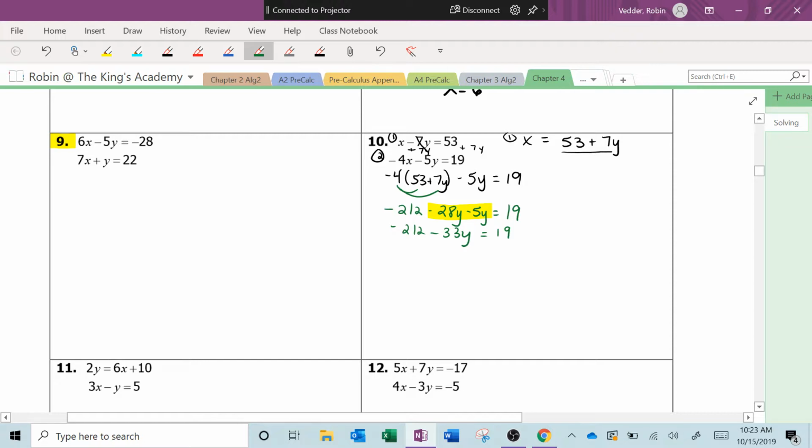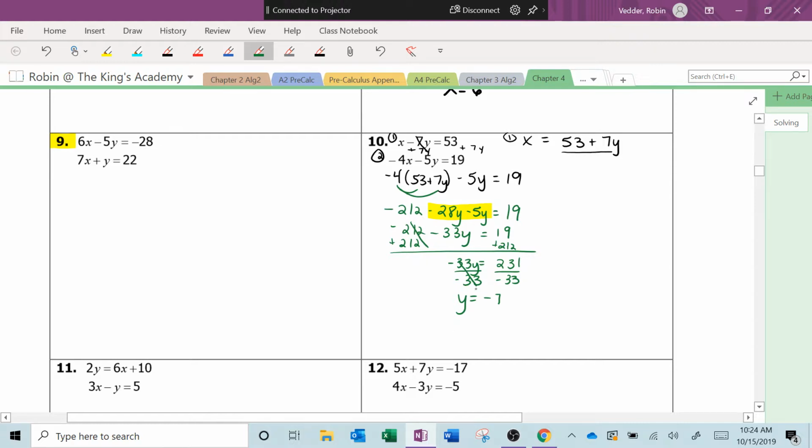How do we get our y by itself? Close. No, add the 212. Right, good. Add the 212. Move it over. It's 231 equals negative 33y. Divide both sides by negative 33. Let's see. Times 7, is that negative 7? Yes. All right, so we know y.